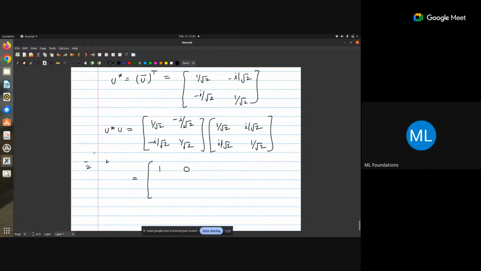What about the third element? It is the second row of the first matrix multiplied with the first column: minus i by 2 plus i by 2, which is 0. The last element will be i square by 2 minus 1, that is 1. So that is equal to the identity matrix.